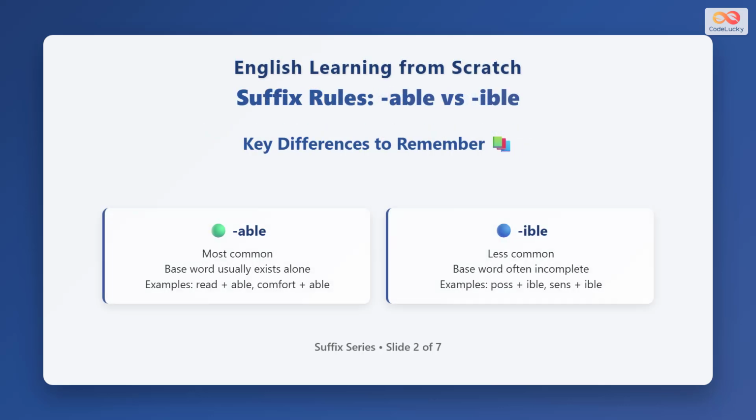Able is the most common suffix. Use able when the base word exists by itself, like read plus able makes readable or comfort plus able makes comfortable. Ible is less common. Use ible when the base word is incomplete, like pos plus ible makes possible or sens plus ible makes sensible.